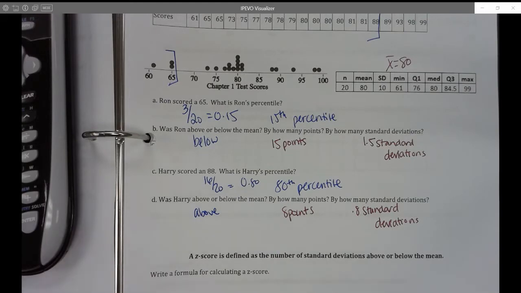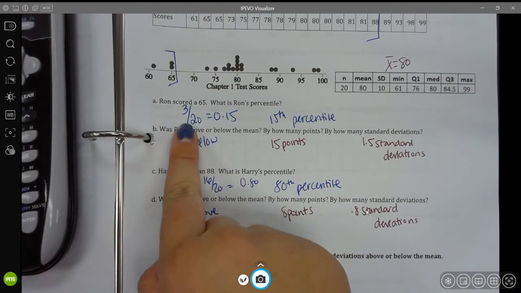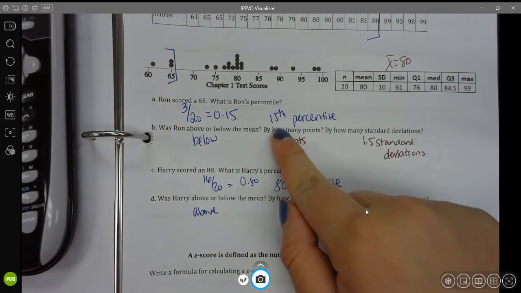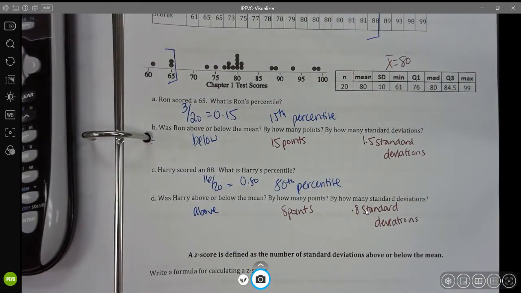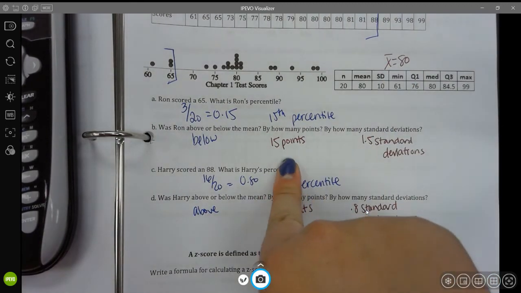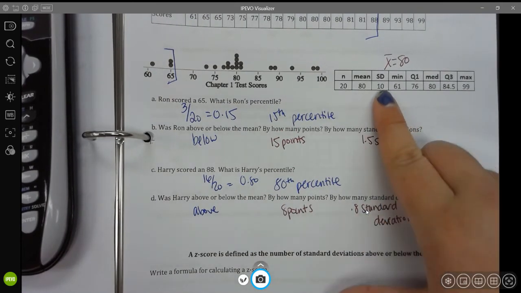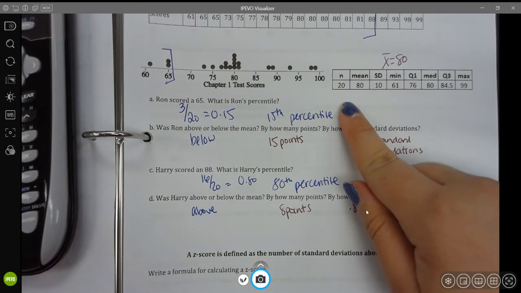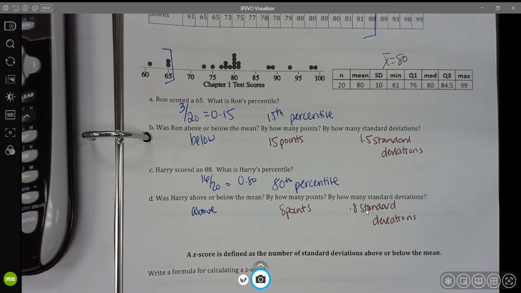All right, so I filled in the information here. So there are 3 people who scored equal to or less than Ron. 3 out of 20 is 15% of the people, so Ron is in the 15th percentile. That means that 15% of people did as well as or worse than Ron did on the test. Ron was below the mean. I did calculate out the mean to be 80. He was 15 points below the mean. 15 points is 1.5 standard deviations. So the standard deviation is 10. So 1 standard deviation down is 70 points. He did 65, so that's 1.5 standard deviations below the mean.